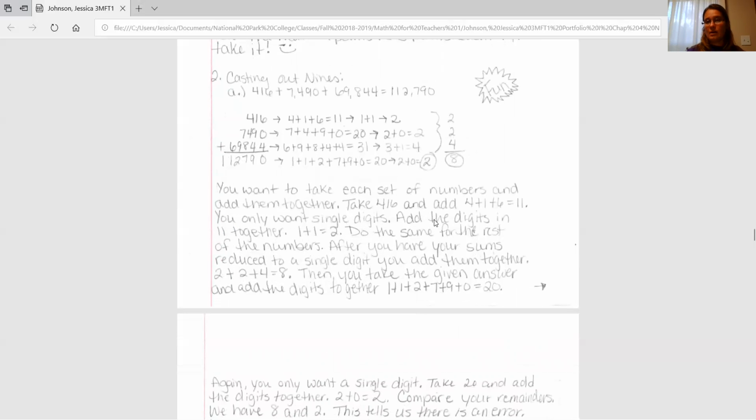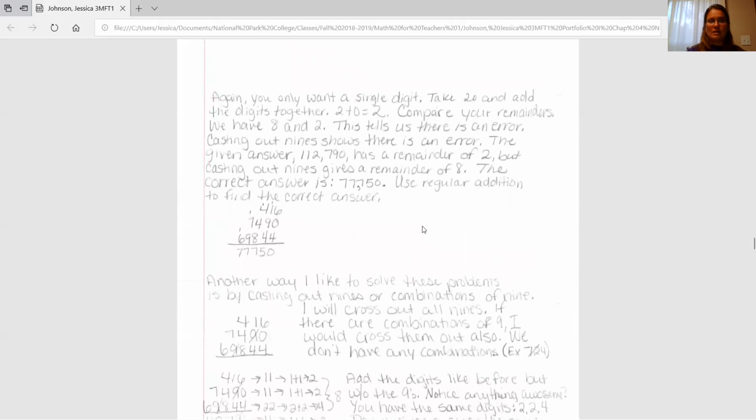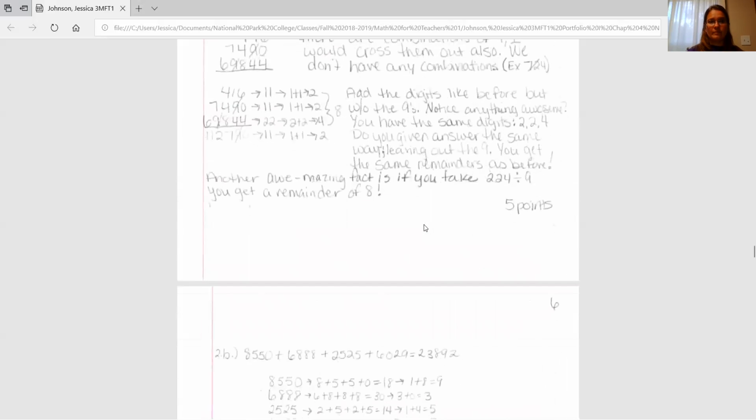So casting out 9s proves that there's an error. Our given answer gives us a remainder of 2. Our casting out of 9 gives us an 8. And our correct answer is 77,750. And you just use regular addition to get the correct answer.